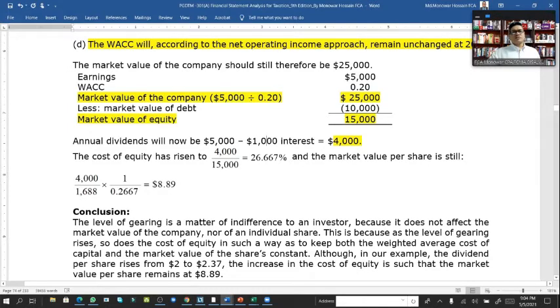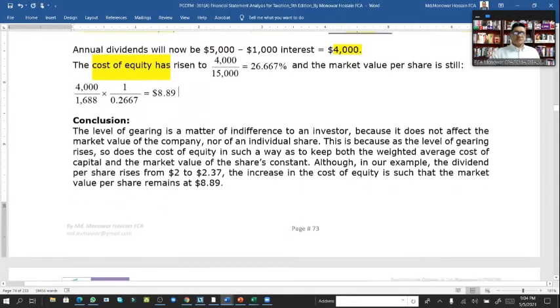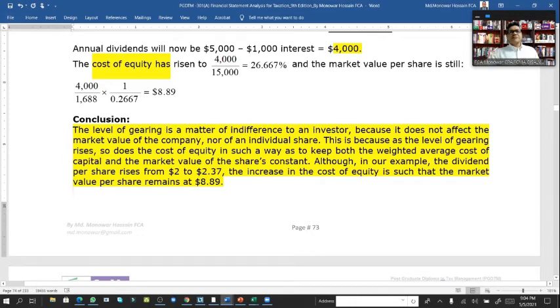So now the cost of equity would be 4,000 divided by 15,000, where 15,000 is the market value of equity. So we get 66.667%, and the market value of the share is still the same as before. So what would be the conclusion? Then we can say the level of gearing is a matter of indifference to an investor, because it does not affect the market value of the company nor of an individual share.